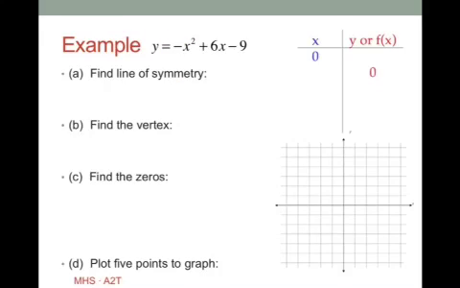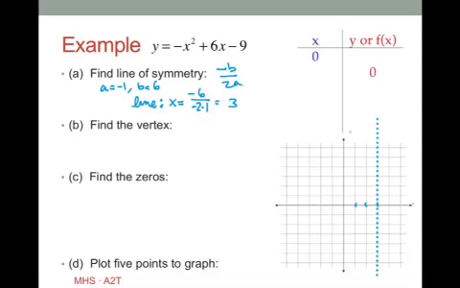Okay, first problem. y equals minus x squared plus 6x minus 9. We want to now find and graph this equation. So first we want to find the line of symmetry. Let's remember that the line of symmetry is minus b over 2a. And for this function, a is negative 1, b is 6. So our line is x equals negative 6 over negative 2 times 1, which is 3. So that will be the x value for our line of symmetry.